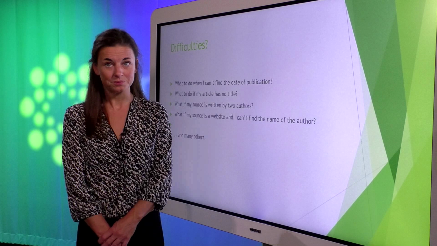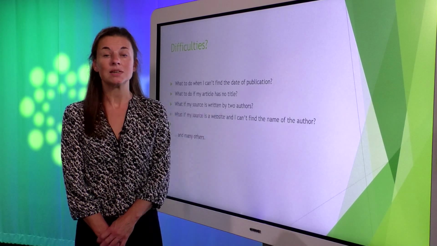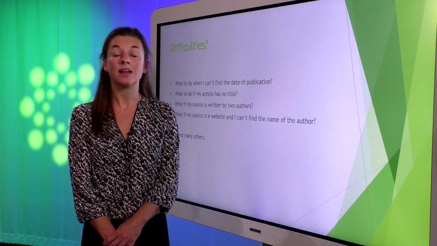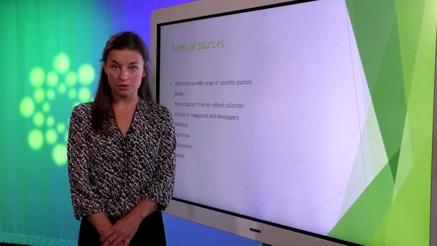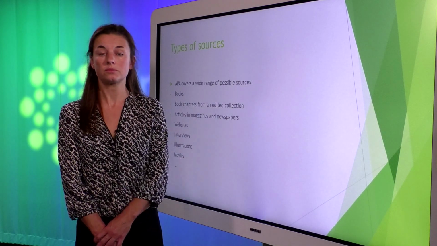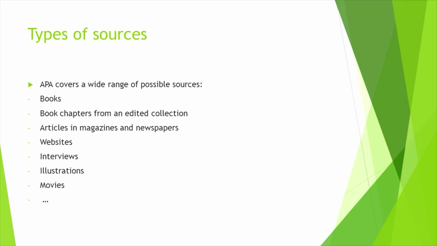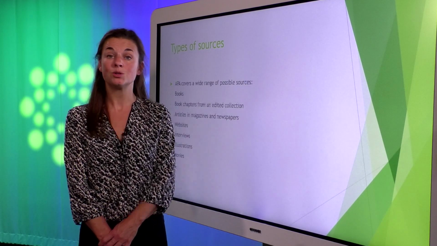And many others. The answers to all of these and many more questions can be found in the APA Publication Manual 6th edition. You can find this manual in the library of your institution. This manual contains a lot of examples. It covers a wide range of different sources. The most common are books, book chapters from an edited collection, articles in magazines and newspapers, websites, interviews, illustrations or movies. Of course, you can also address your WordCamp teacher if you have questions about how to use APA.